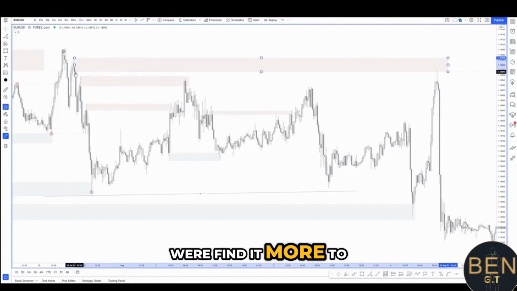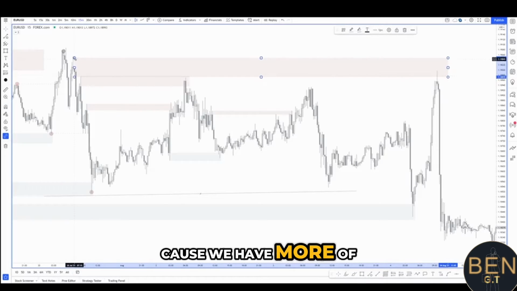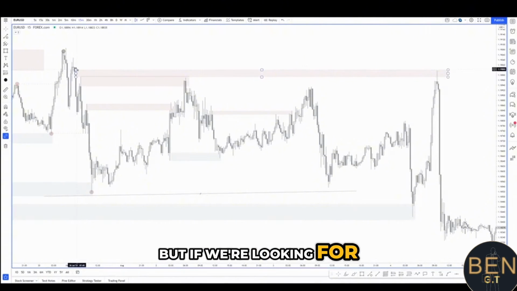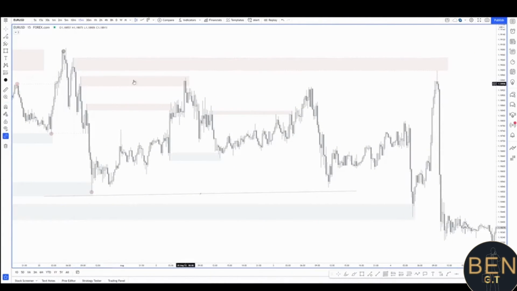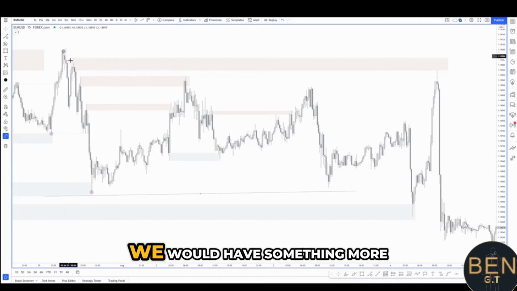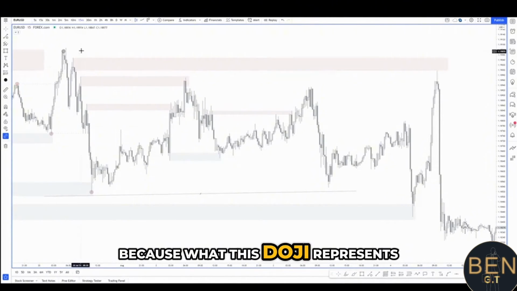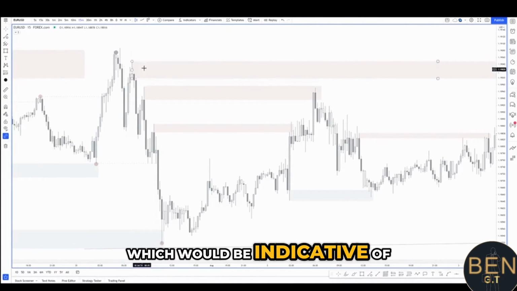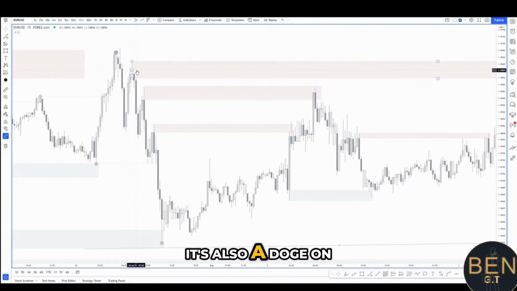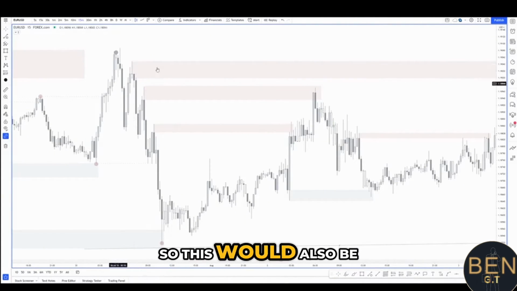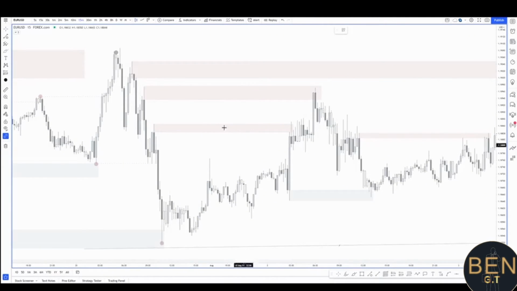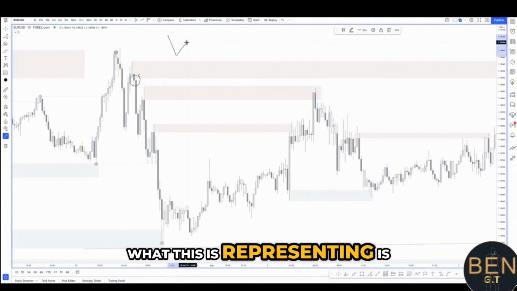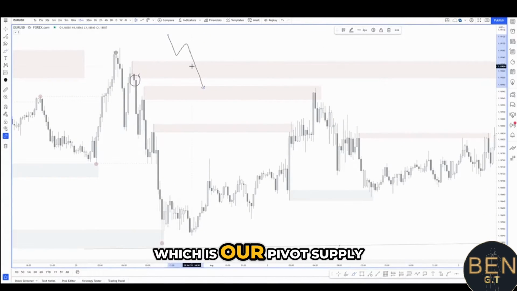Now, of course, if we refine it more to the wicks here, because we have more continuation wicks right here, we get a nice tap. But if we're looking for more of that full, clearly developed pivot supply, we would have something more in this light, because what this doji represents is a large buy for the sell, which would be indicative of our pivot supply. A doji on a lower time frame is also a range, so this would also be considered range created supply. Again, you could also use these two wicks right here, because on a lower time frame, what this is representing is this sort of phenomenon, which is our pivot supply.